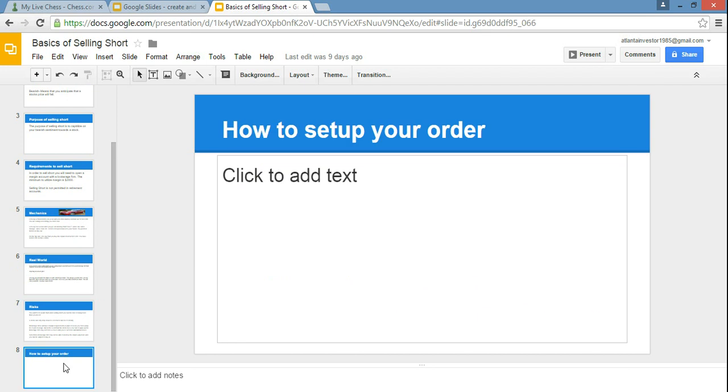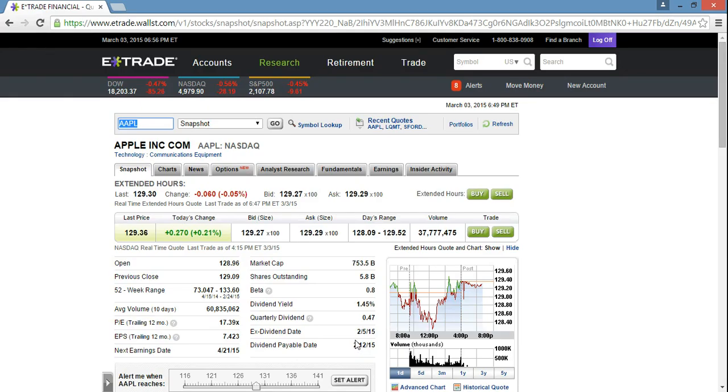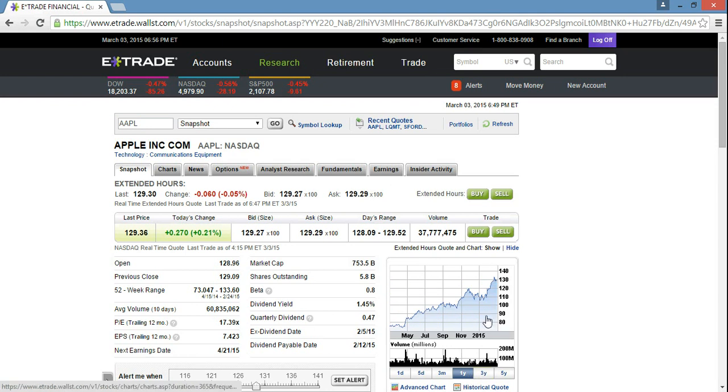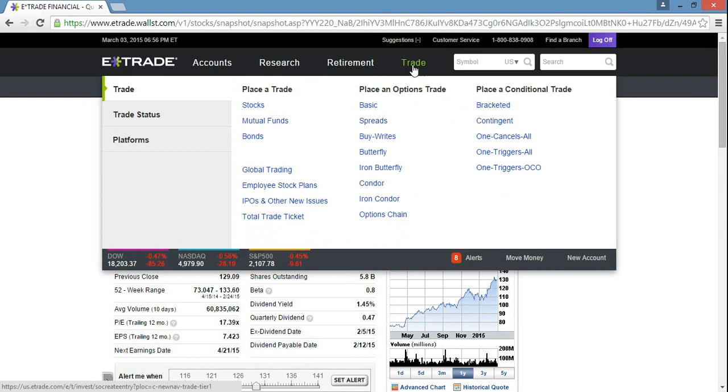Let's get into how to set up your order. So I went ahead and pulled up my brokerage account. I utilize E-Trade just to give you guys an example on how you would set up an order. I went ahead and pulled up Apple just to give you an example of where Apple is. See where Apple's trading. Apple's been doing very well the past year. So I don't know if I would be shorting Apple personally at this point, but I'm not here for advice. I just want to more so give you guys real world examples on how it works and how you would set up your order.